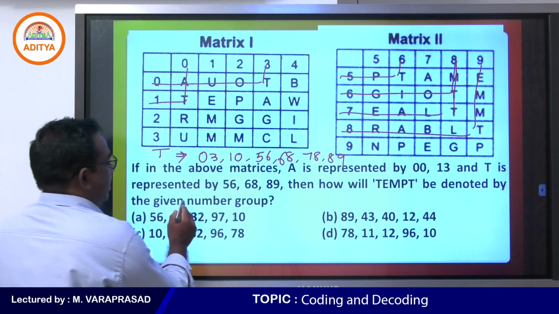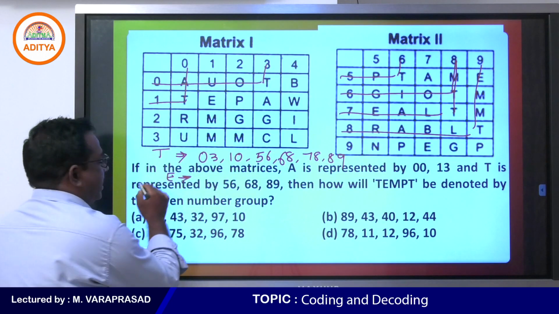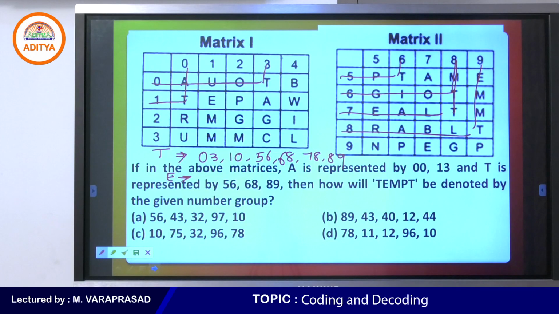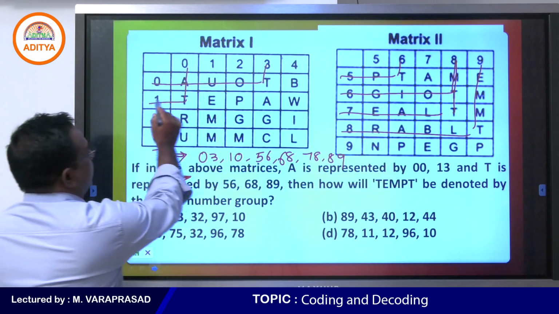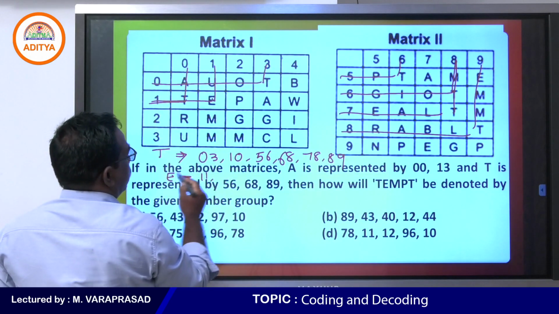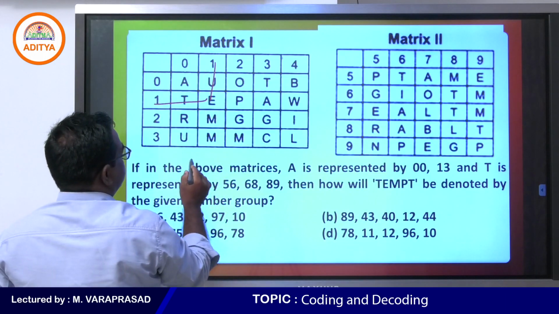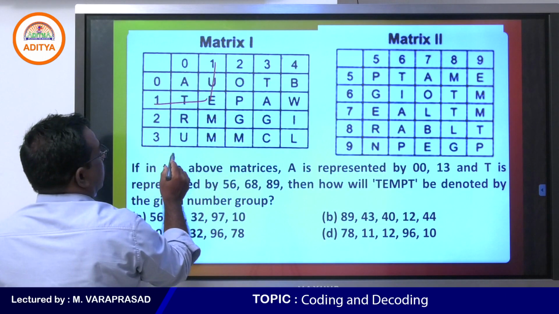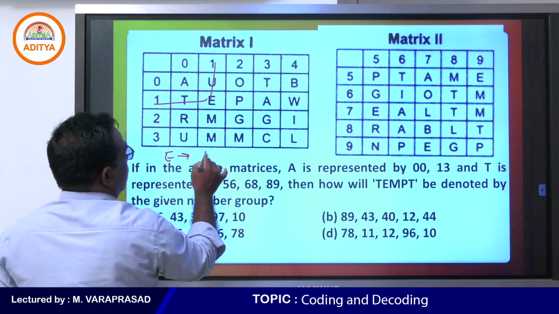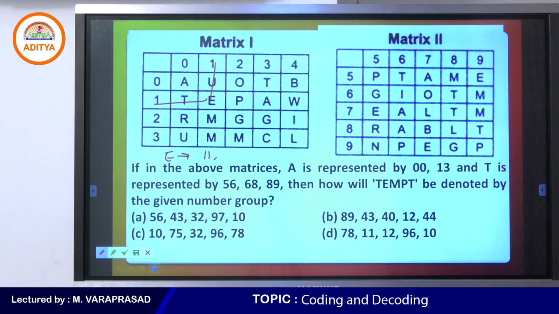Now, how can E be denoted? Once you see E, E can be denoted 11, that is 1, 1. Next one, E can be denoted 1, 1. What is the next one? How can E be denoted? Only 1, 1. Next one, 4, 3.